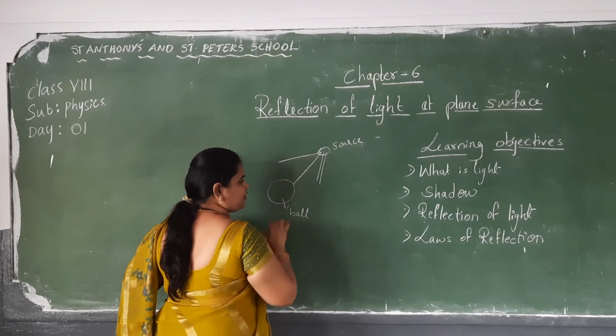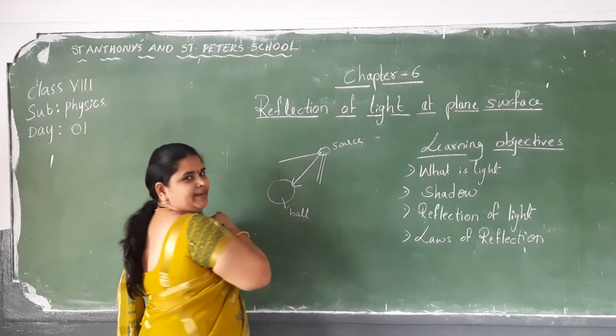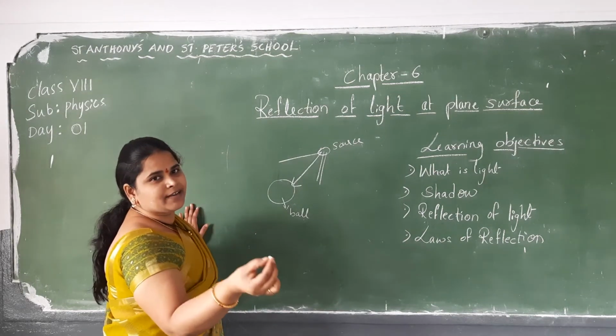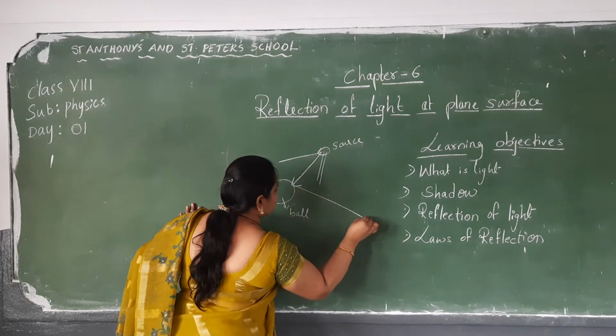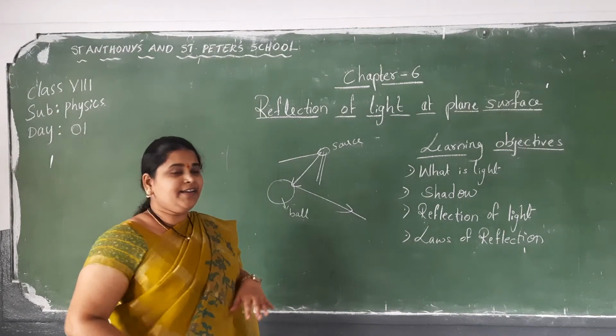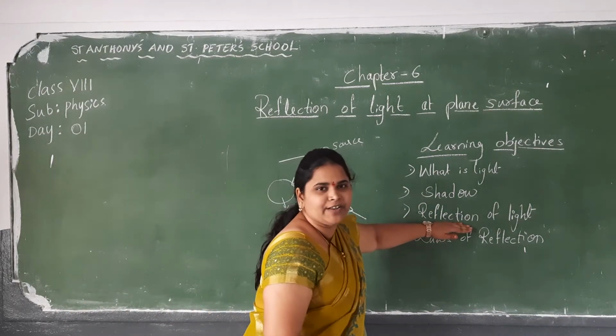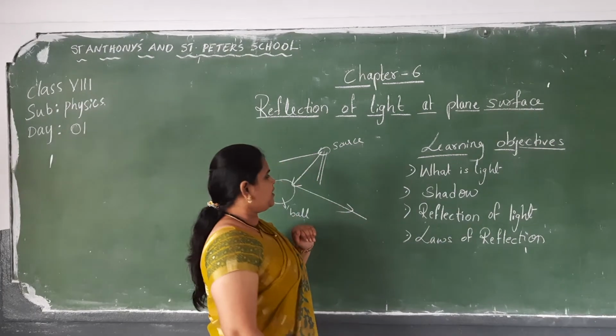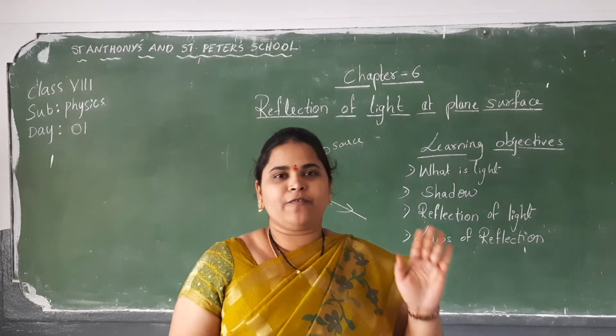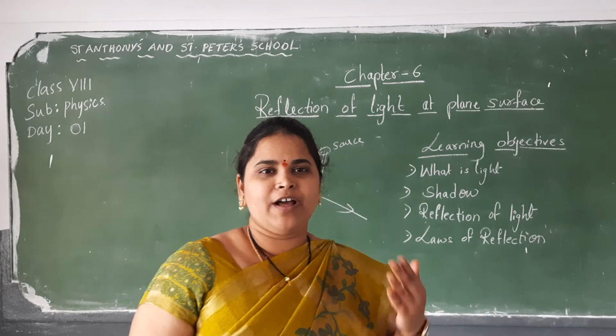Light falls on this object, what will happen? It will bounce back, like this in different directions. That is nothing but our reflection of light. Okay, the bouncing back of light is nothing but reflection of light.